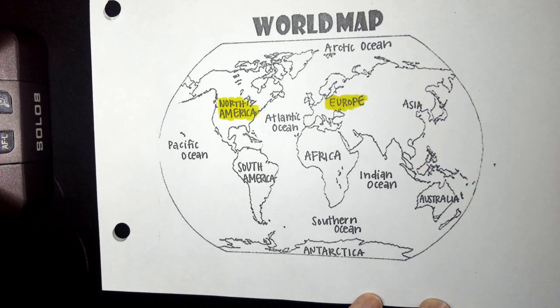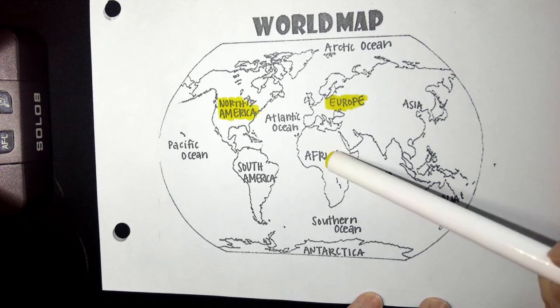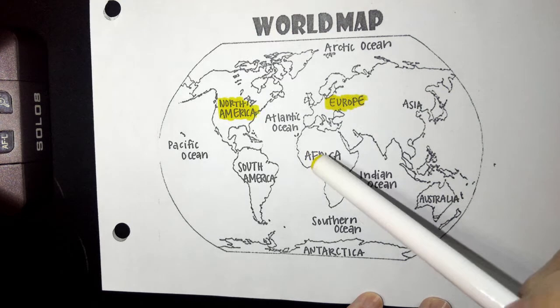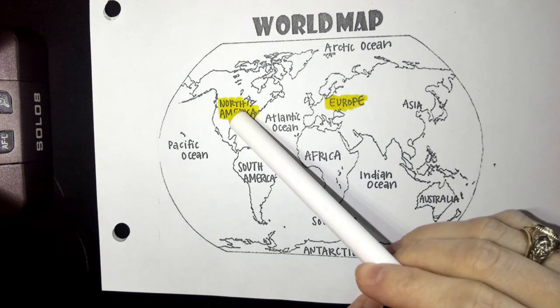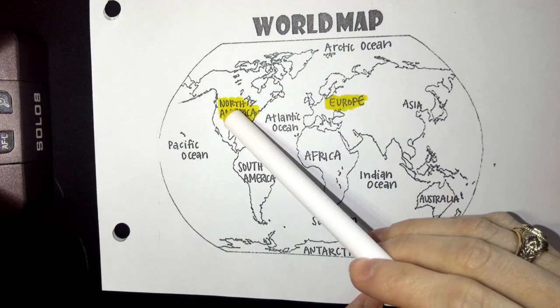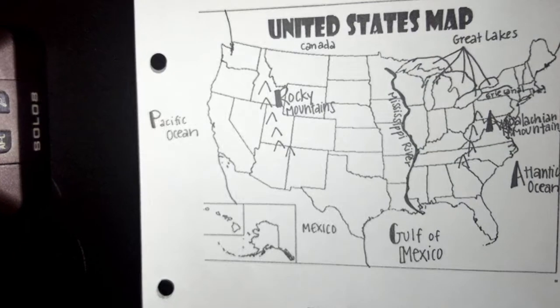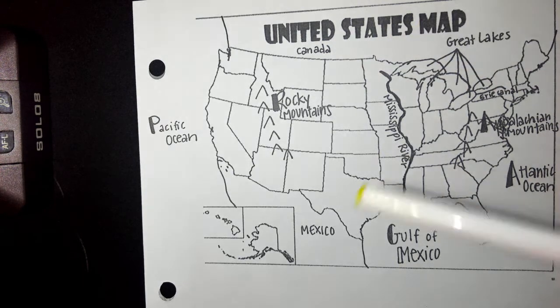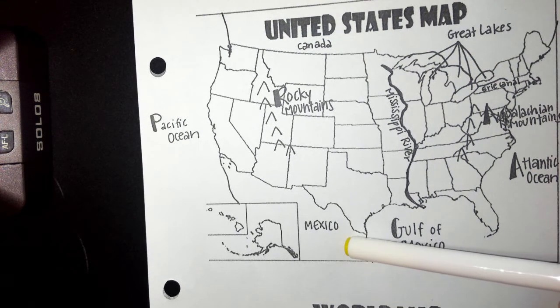We will also briefly touch on the continent of Africa when we study the transatlantic slave trade, and African slaves were forced to come to North America across the Atlantic Ocean. All right, now moving on to the United States map, it's important to note that our neighbor to the north is Canada, and then our neighbor to the south is the country of Mexico.